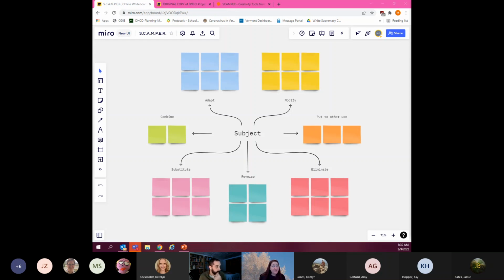And a cool thing about Miro is that it actually has a template for Scamper, which you're looking at right now. In the middle where it says subject, that's where you would put your how might we question. And then you can walk around. It starts here with substitute, Scamper, around the circle, and use these sticky notes to write out your ideas.